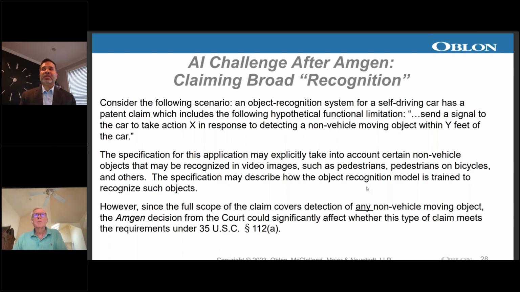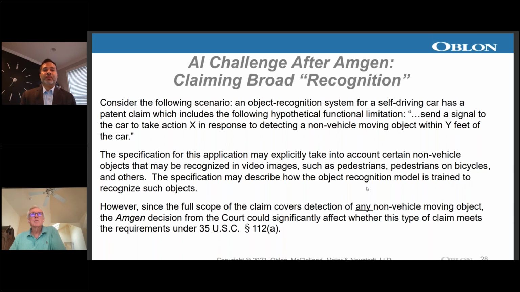And we came up with an example about self-driving cars, right? So self-driving cars perform a lot of object recognition. They're going to look for different objects on the roadway. They're going to look for different objects in the environment, and the car itself is going to have to make decisions on what to do in response to that recognition. So it's a very valuable commercial technology, especially with a lot of the new cars on the market today.